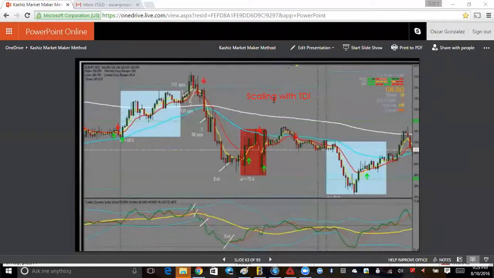Cool. Got it. They're muted. And scaling with the TDI. Scaling means adding more contracts to your trade. Example, let's say, keep in mind, HOD again held, HOD out of the Asian box, 1, 2, 3. You could have got in right there. That's a good trade.